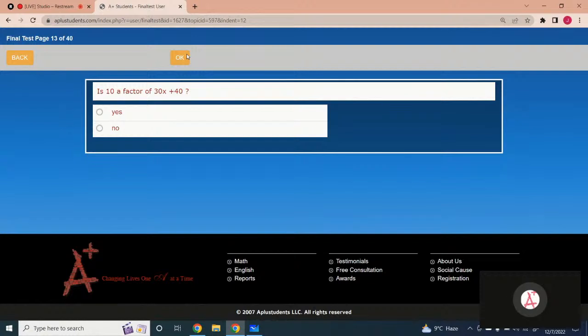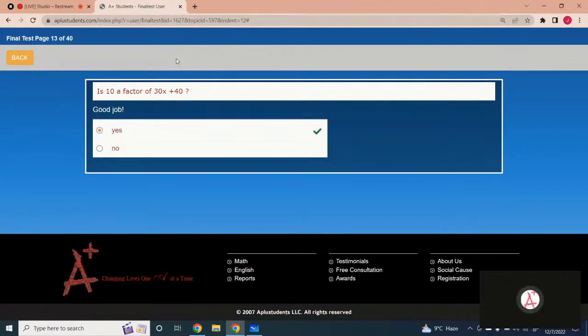Okay, is 10 a factor of 30x plus 40? Yes or no? Yes, it is. Very good, because both the numbers 30 and 40 are divisible by 10. Got it? So the answer is yes.